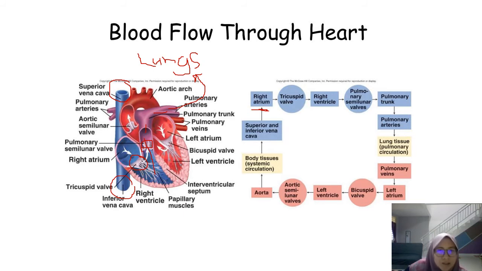From the lungs, it pumps back through the pulmonary veins, which enter the left atrium. From the left atrium, passing the bicuspid valve to the left ventricle. From the left ventricle, it pumps to the aorta, passing the aortic semilunar valve. From the aorta, it pumps through our body tissues, which is the systemic circulation.